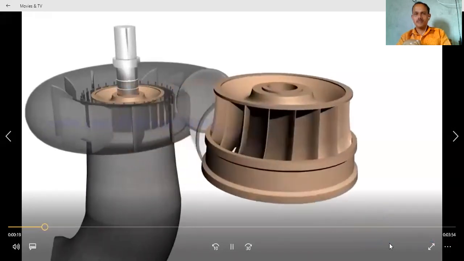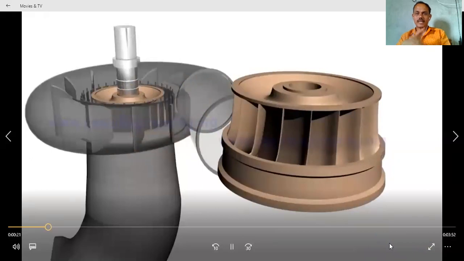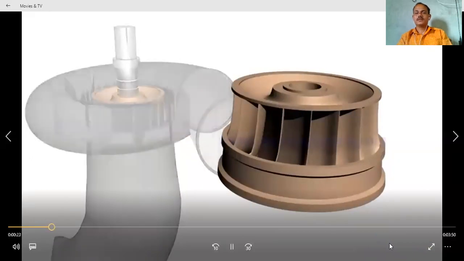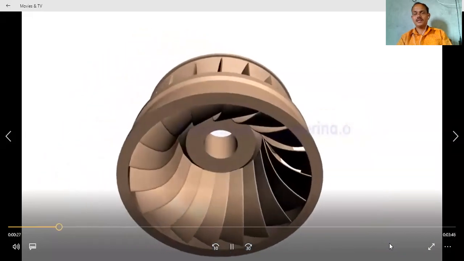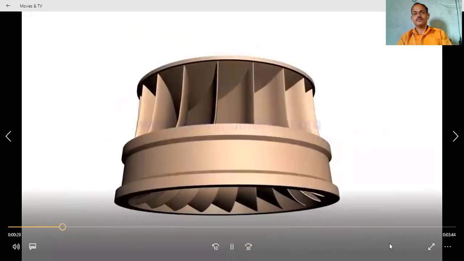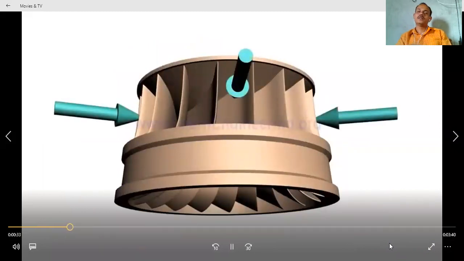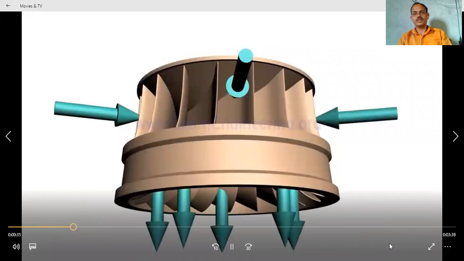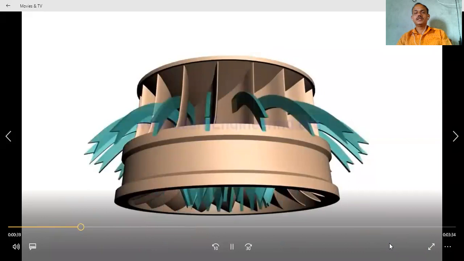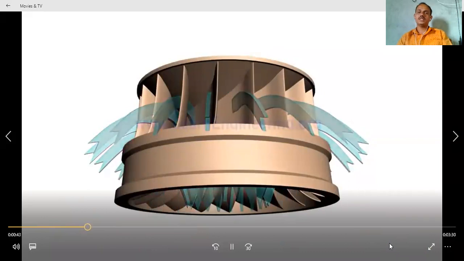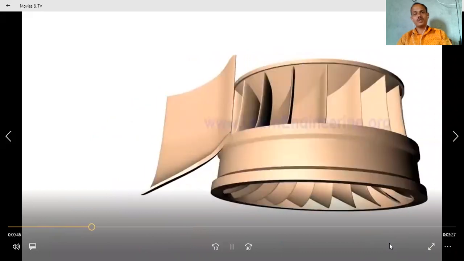So this one is the runner of the Francis turbine. It is a very important and very efficient turbine nowadays as compared to the other two, that is Pelton turbine and Kaplan turbine. This Francis turbine has more efficiency. Water enters radially into this turbine and leaves axially. So this is a mixed type flow turbine.